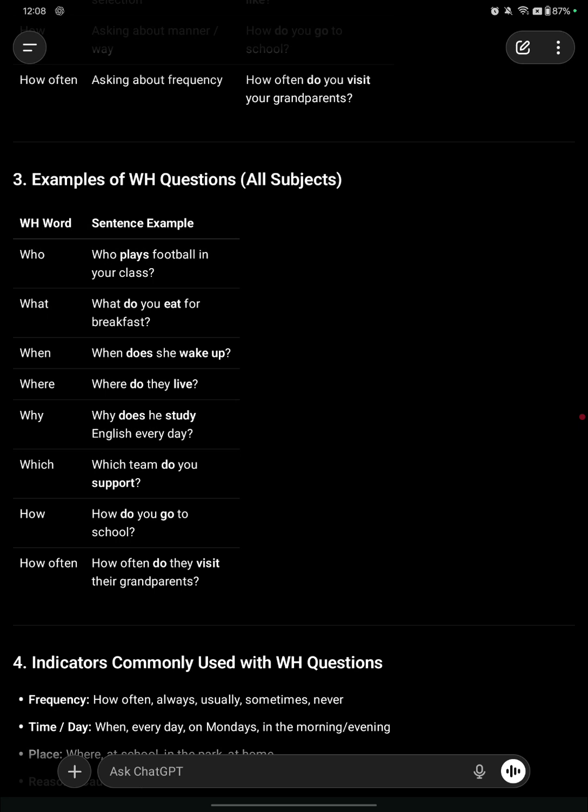As you know already, the indicators used in simple present and the structure of affirmative, negative, and the yes or no question like do you eat mango, and the WH questions.